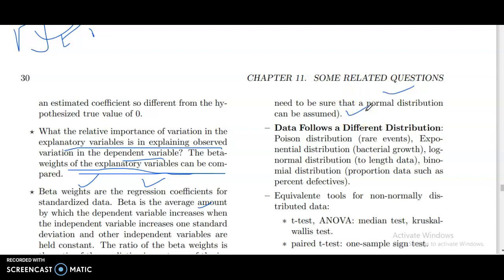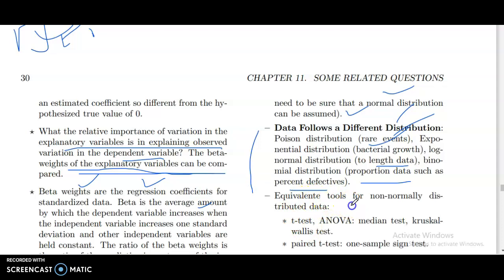Data follows a different distribution. Poisson distribution, rare events. Exponential distribution, factorial growth. Log normal distribution for length data. Binomial distribution, proportion data such as percent defectives. Data follows a different distribution. It is very important.